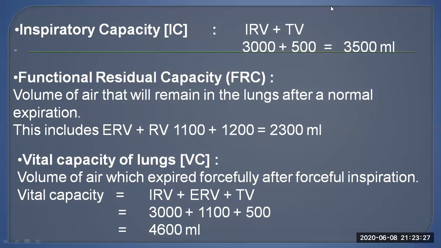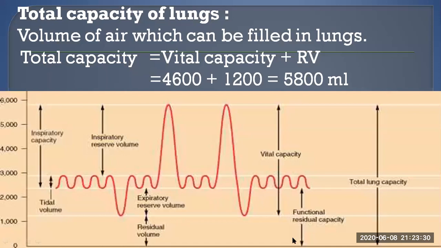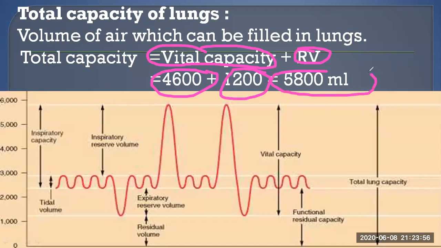After that you will see the total lung capacity, TLC. Total lung capacity means the combination of every volume, IRV, ERV, FRC, TV, everything will combine. Here they have given vital capacity plus residual volume. The vital capacity is 4600, and residual volume is 1200 ml. So total we will get 5800 ml. It means our total lung capacity, we can expire or inspire up to about 6000 ml volume of air. This is called the total lung capacity.